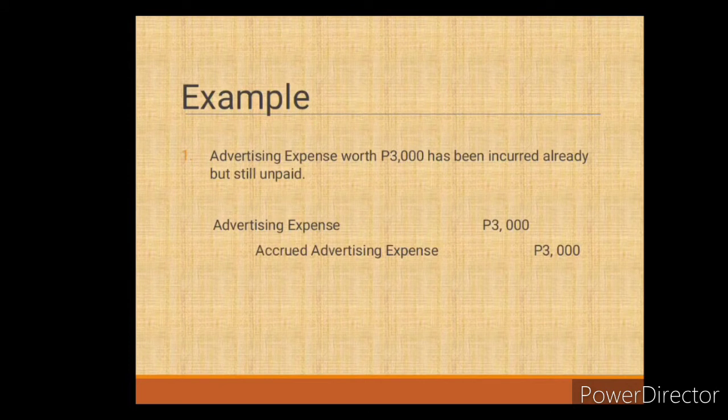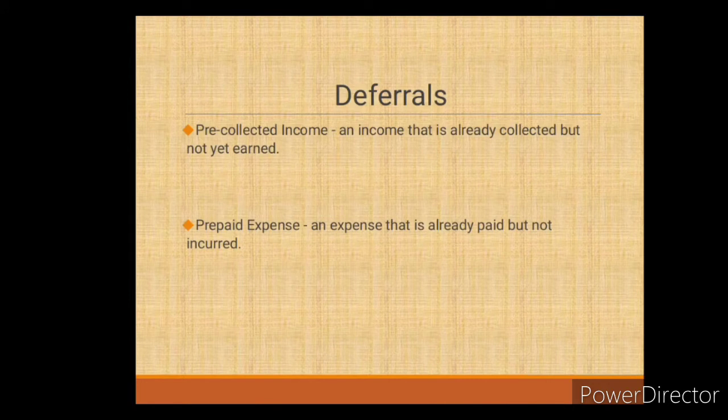Example: advertising expense worth 3,000 has been incurred already but is still unpaid. So, may advertising expense daw tayo na hindi na-record kahit hindi pa nakabayad. Kaya, ang entry natin ay i-record ang advertising expense as a debit and a credit of accrued advertising expense worth 3,000. Next, deferrals. There are 2: pre-collected income and prepaid expense.